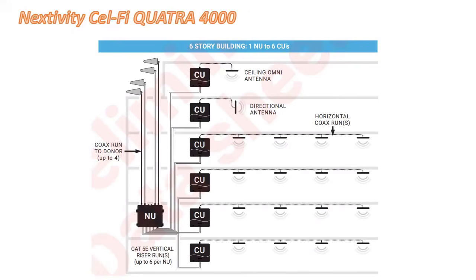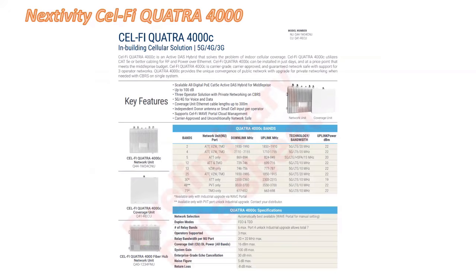In the case of Cell-Fi, they are using various components like NU and CU. NU is the network unit and CU is the coverage unit. One NU can support 4 donor antennas and one NU can support 6 coverage units, right? You can see here NU and CU, right? So 4 donor antennas can be fed to the NU and an NU can support 6 coverage units. So these are the various components. Like I said, one is the network unit, then we have this coverage unit, then we have this fiber hub unit.